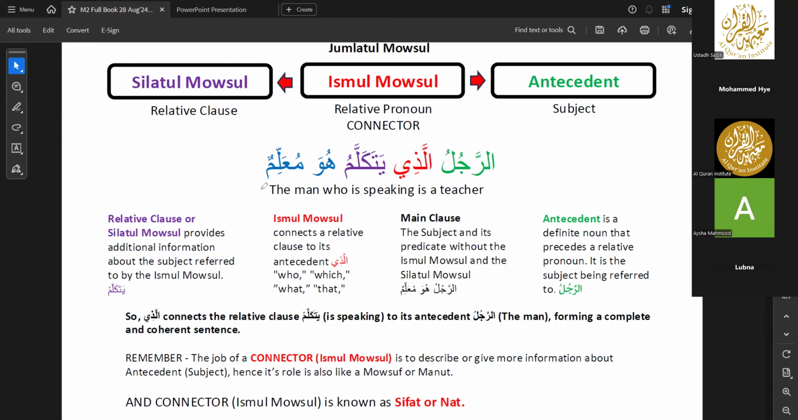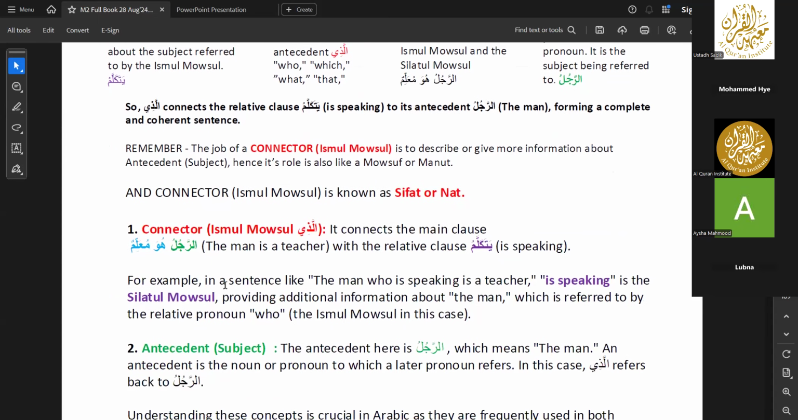The relative clause after this is the next paragraph. Very quickly, just go through and then carry on, inshallah, because Alhamdulillah, that was clarified. So yes, I think just repeat what I've said before. Remember the job of the connector. What do we mean by the connector?